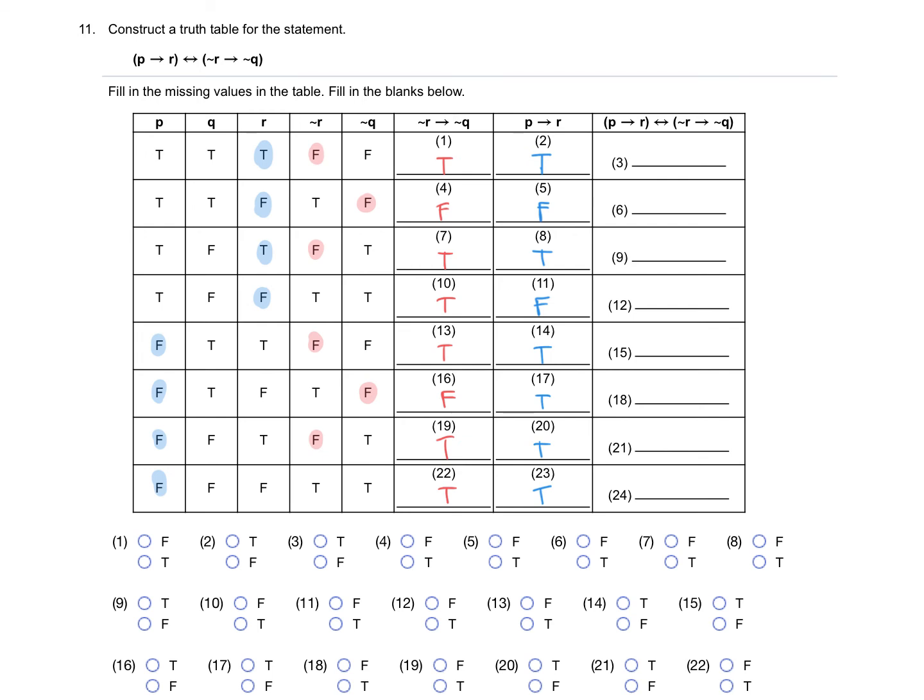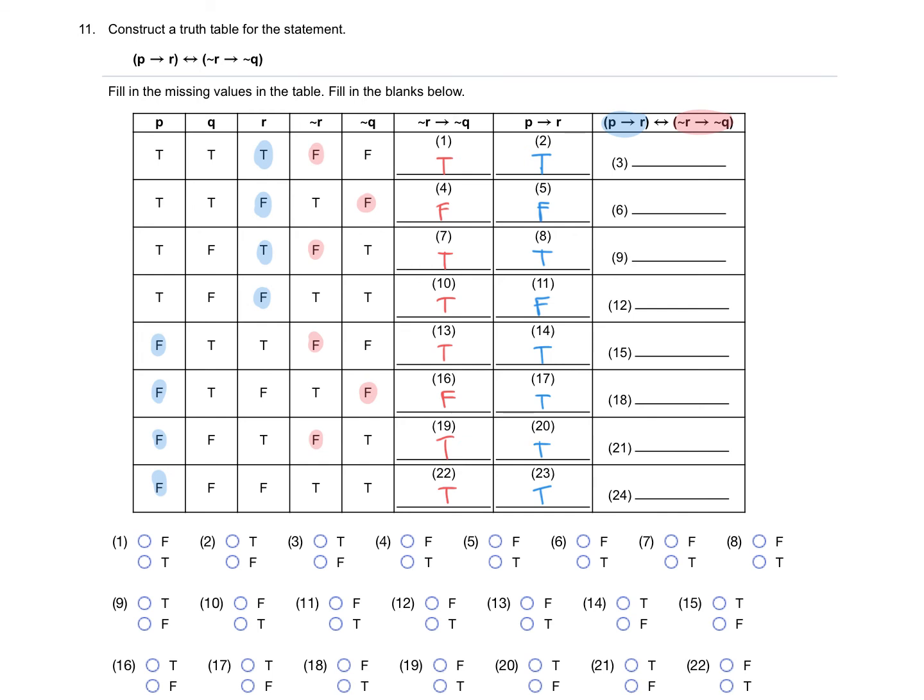Okay, so now this is the blue if and only if the red. This is the blue column if and only if the red column. Okay, so that's what we're looking at for this biconditional statement. The blue truth values and the red truth values. And we want to see if they match. Remember, for the biconditional statements, if they match, then it's true.